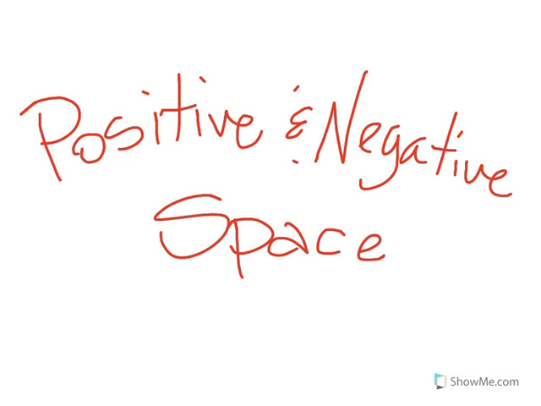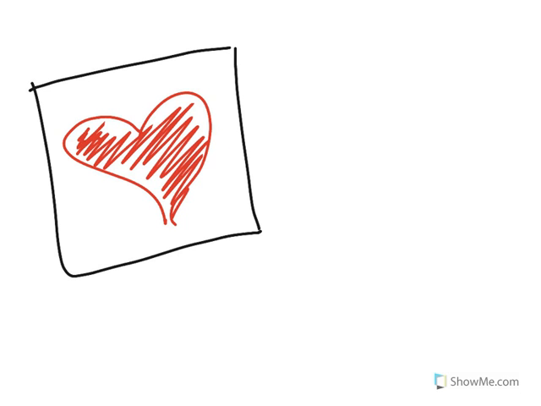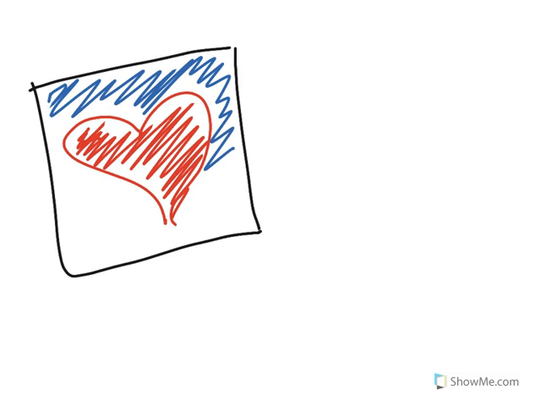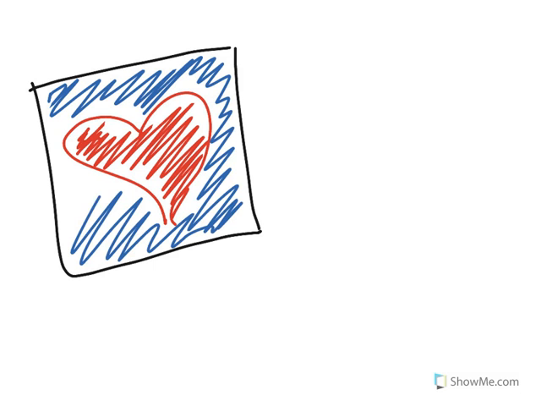Hi there, today we're going to learn about positive and negative space. Positive space is the actual object itself. So if I were to draw a heart, the heart itself is the positive space. And if that was drawn within a square piece of paper, then everything in the background, this entire shape right here, would be the negative space.